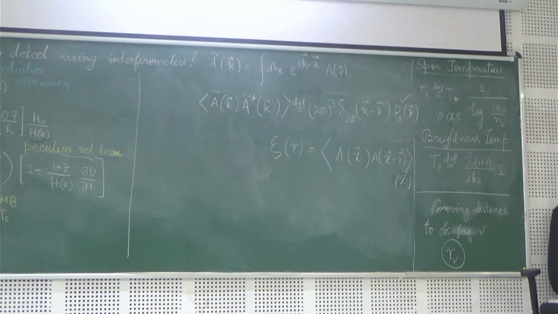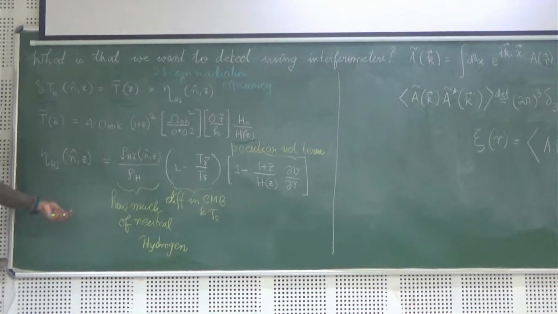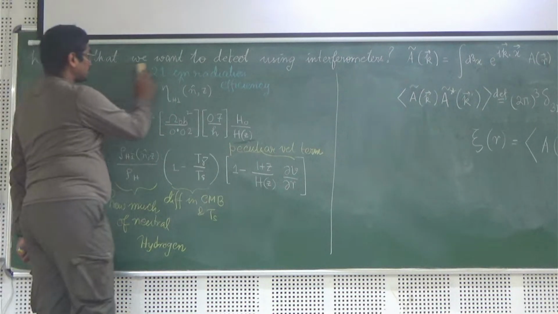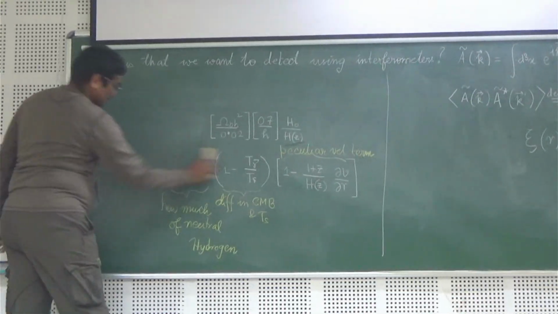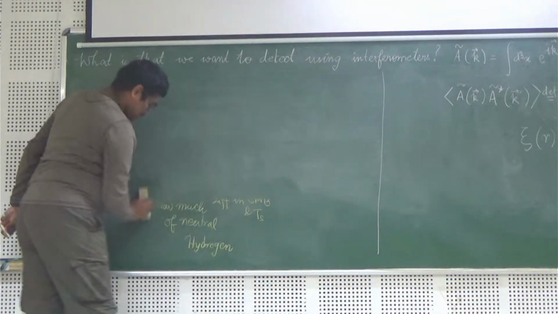So I'll remove this part of the board. I am really not interested anymore in how this is related to the other things, because this is a signal that I will work with. The only thing that I want to know now is the 2-point statistics of this signal, H1, as a function of n cap and z. Anything else? Questions?